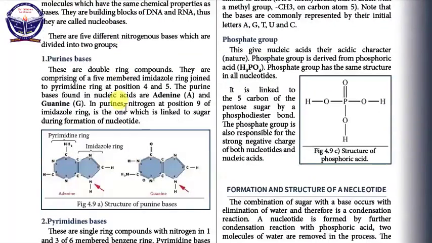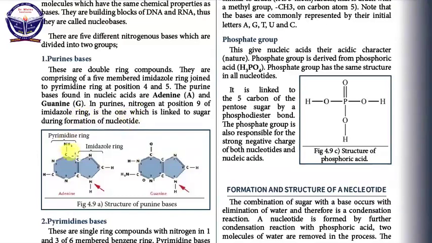Nucleic bases. There are 5 different nitrogenous bases which are divided into 2 groups. Kwa nitrogenous bases tunazivide kwenda kwenye 2 groups. Kwanza ni purines na then kuna pyrimidines. The purine bases are double ring compounds. They comprise a 5-membered imidazole ring joined to pyrimidine ring at position 4 and 5. The purine bases found in nucleic acid are adenine, abbreviated as capital A, and guanine, abbreviated as capital G. In purines, nitrogen at position 9 of imidazole ring is the one which is linked to sugar during formation of nucleotides.